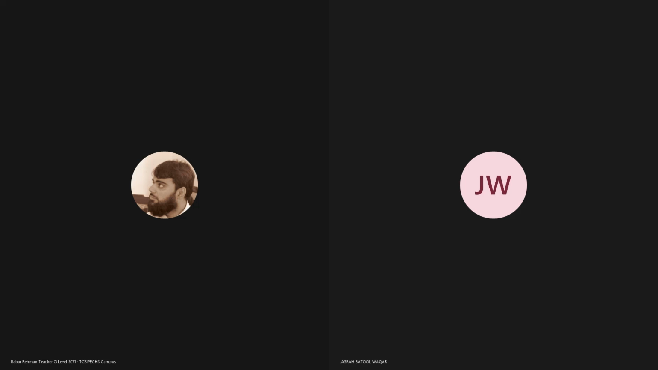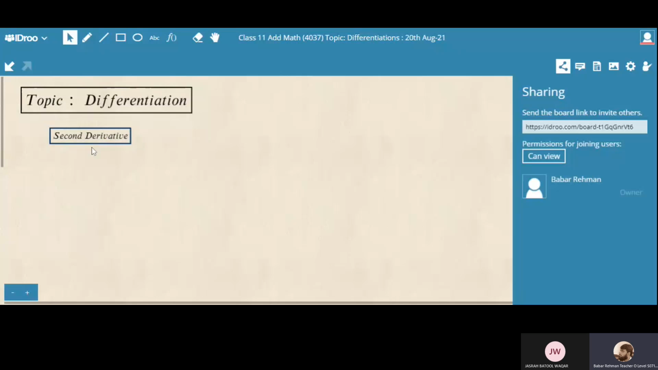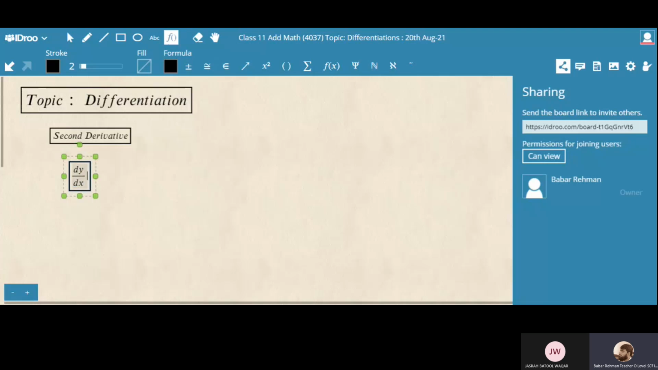Second derivative. First of all, we have to show what the second derivative means. dy by dx, everybody knows this. This is called the first derivative. And if I write d by dx, and in brackets I write dy by dx, look at this, what will happen?